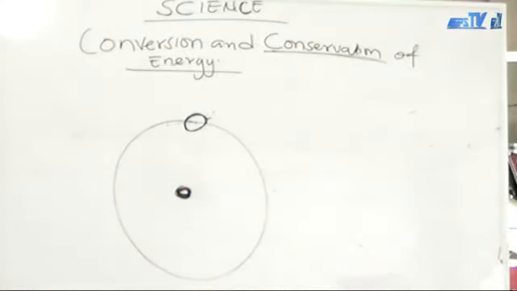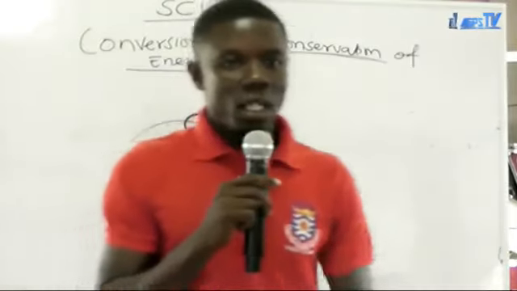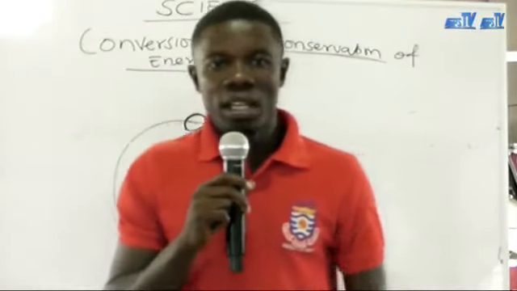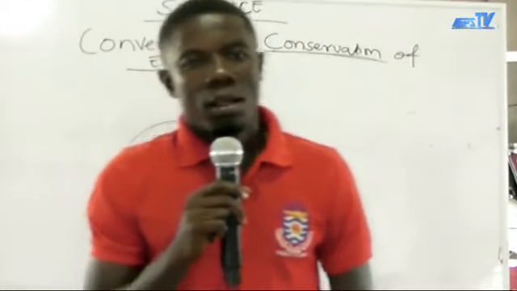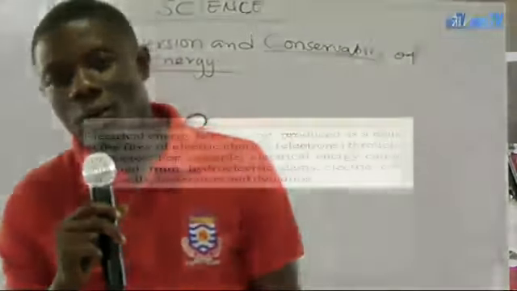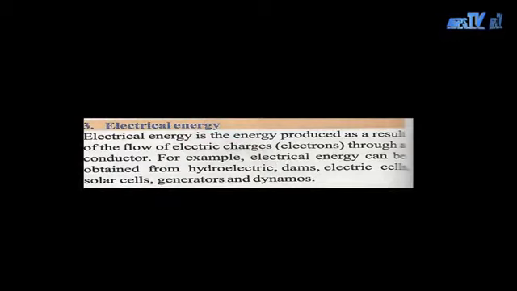So electrical energy is the energy produced as a result of the flow of electrical charges through a conductor. And a conductor is something that allows electricity to pass through easily. For example, electrical energy can be obtained from hydroelectric dams.